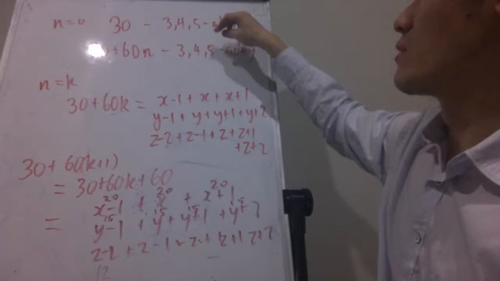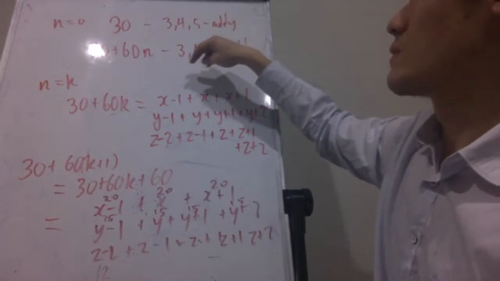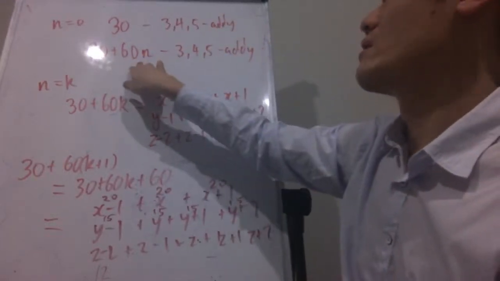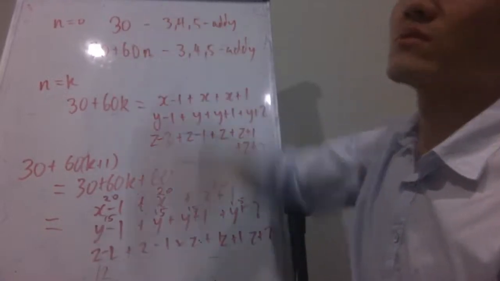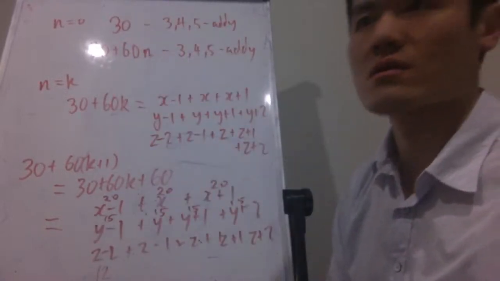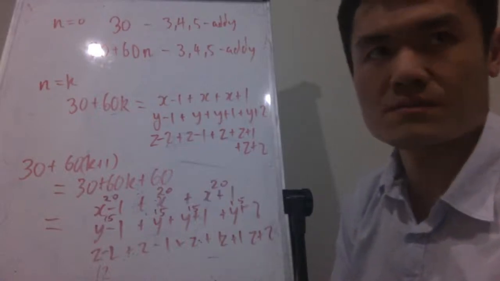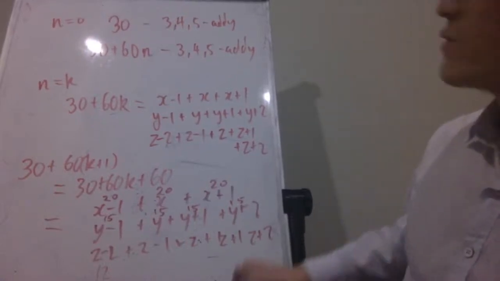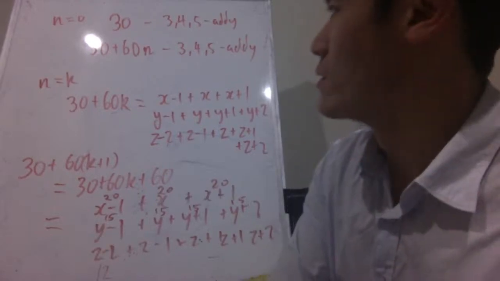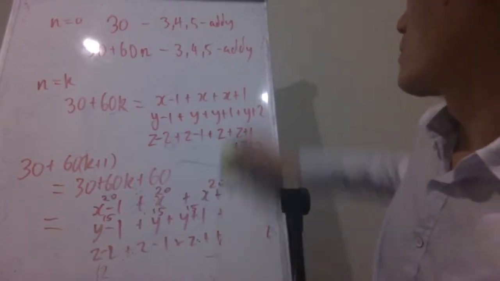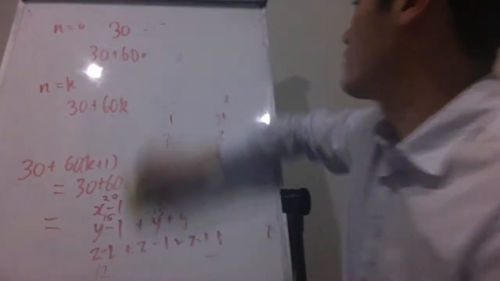And so therefore 30 plus 60n is divisible by 3, 5, not 4, and divisible by 2. And so all those numbers satisfy this question. Yeah. Did you guys prove why the 3, 4, 5?